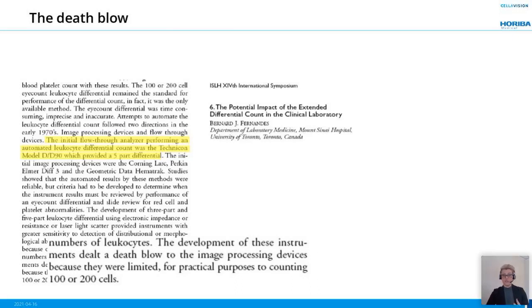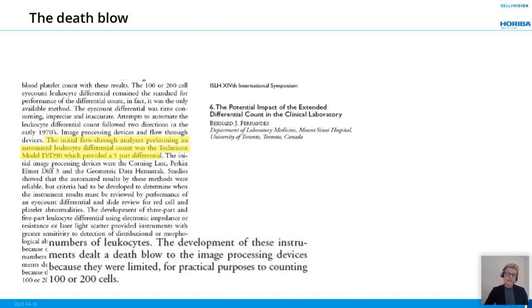The first flow-through analyzer that was developed was developed by an American company called Technicon. And this company was later Bayer, that some of you might be familiar with. And they actually managed to develop an instrument that provided a five-part differential just using a blood tube.